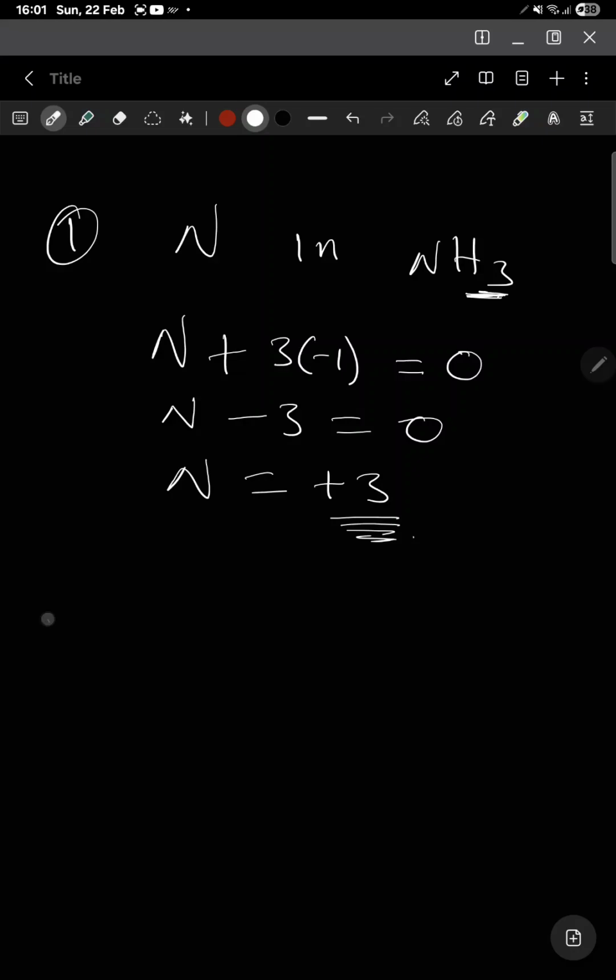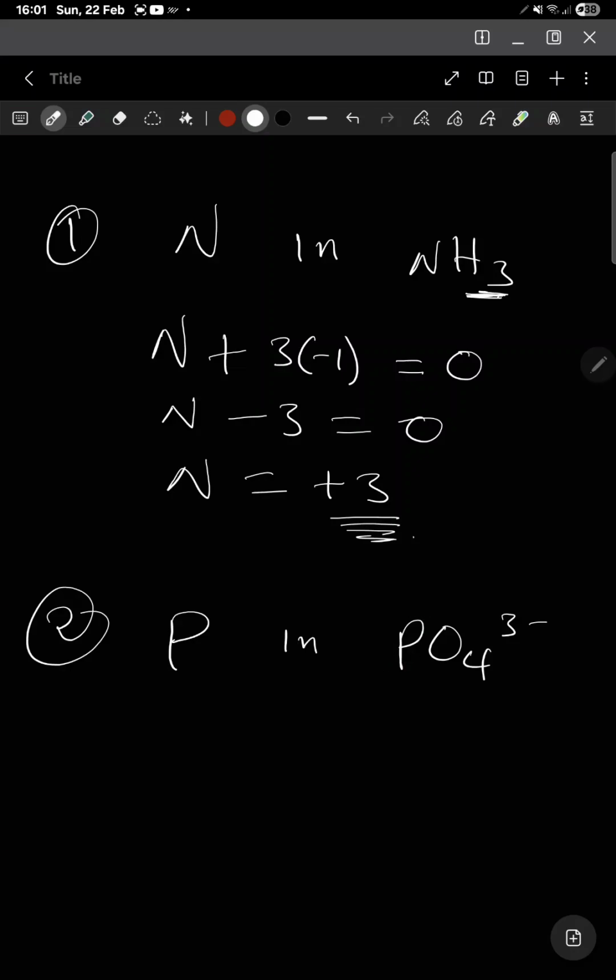Alright, now we go to question number 2. Let's try to calculate the oxidation number of P, which is phosphorus, in PO4 3-. Now for you to calculate the oxidation number of P in PO4 3-, you start with the phosphorus.